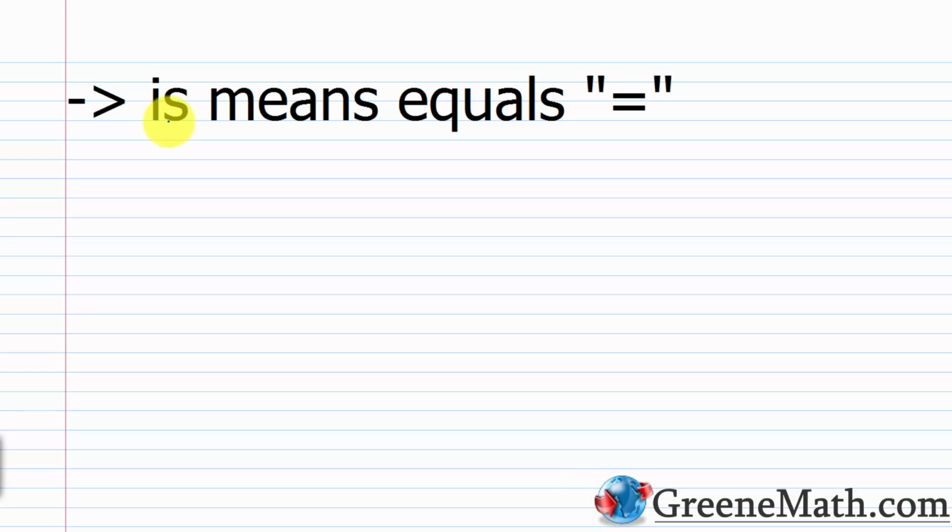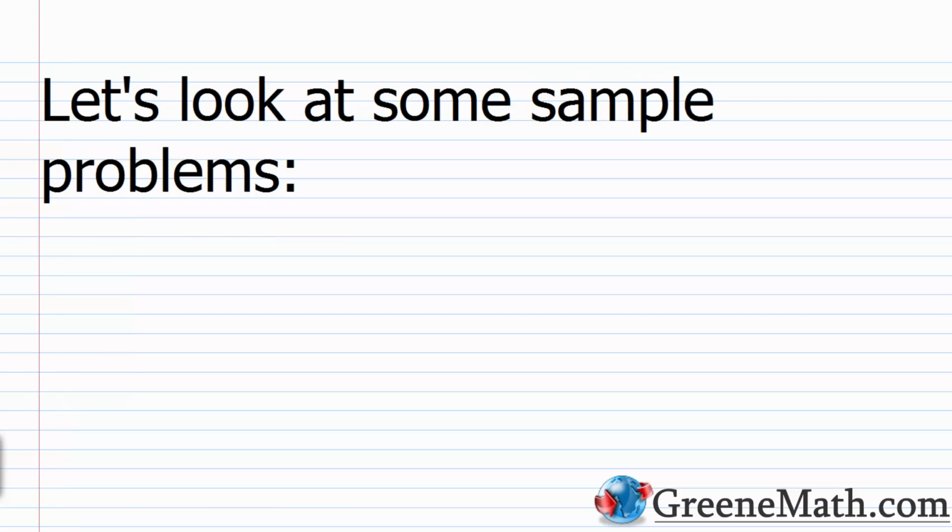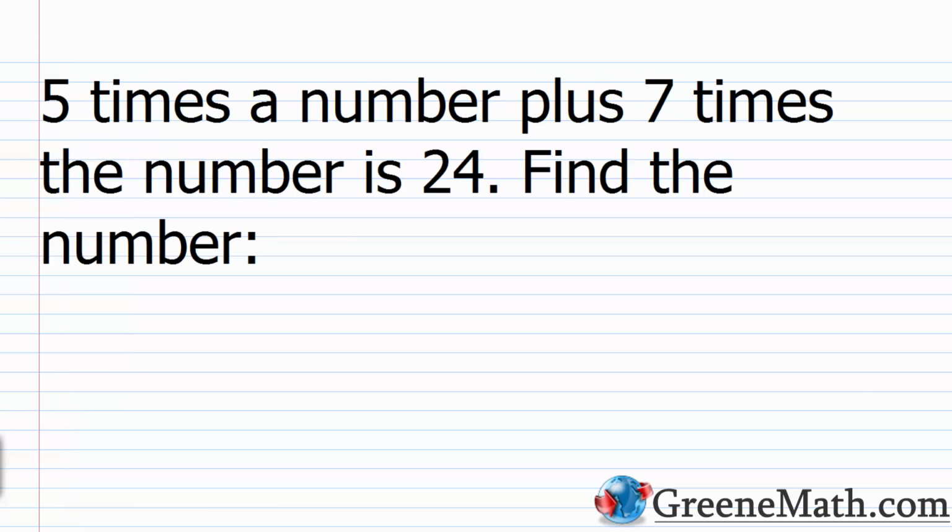All right, so the last thing we want to know before we start looking at some problems is "means" equals. So that's the translation when we're looking at a word problem. All right, so let's look at some sample problems. So here's the first one. We have 5 times a number plus 7 times the number is 24. Find the number.